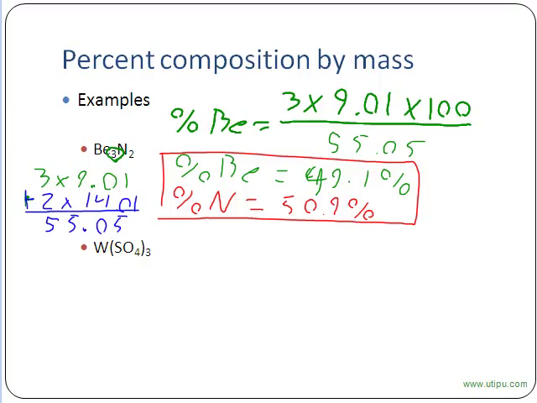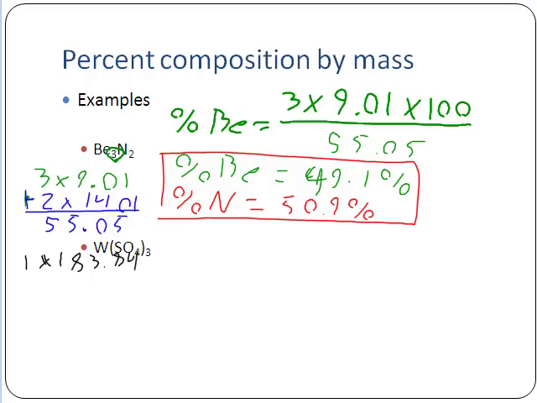Our next one here is tungsten persulfate, I think it is. No, tungsten sulfate, W(SO4)3. Let's get one of the steps out of the way. Let's find the molecular mass of this thing before we even start. To find the molecular mass, we know we have 1 tungsten, so we have 1 times the mass of tungsten. A quick look at your periodic table tells you that tungsten has a mass of 183.84.